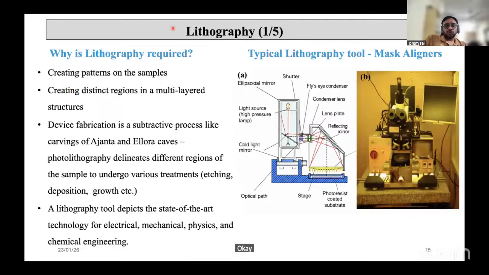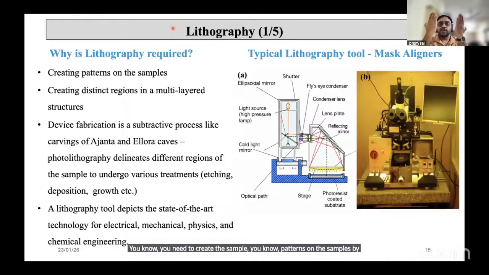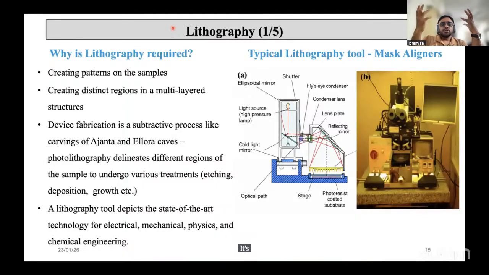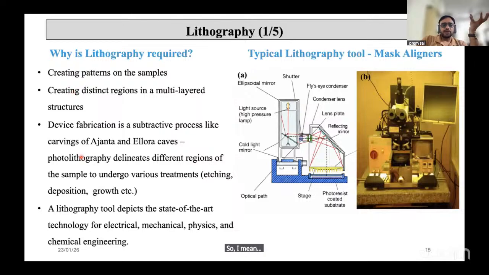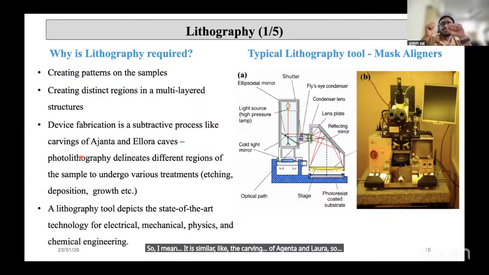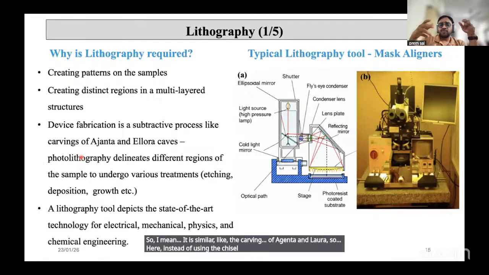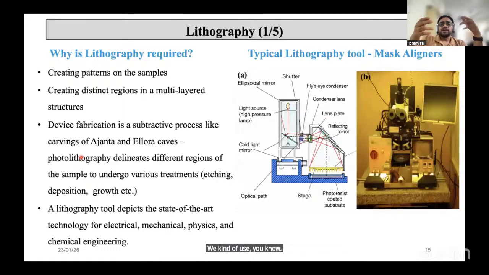Okay, lithography. So as I said, lithography is, you need to create patterns on the samples by selectively masking a few areas. It's like a mask. So you mask a few areas and you allow the light in one direction and you don't allow it in another direction. It is similar to the carving of Ajanta Ellora. So here, instead of using the chisel and hammer, we use deposition, etching. Okay, this kind of treatments.